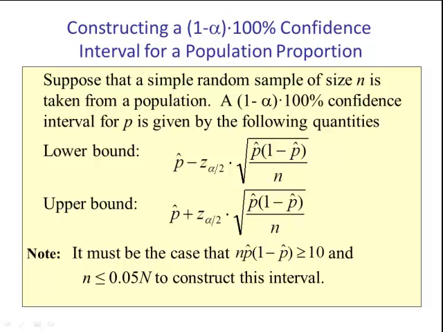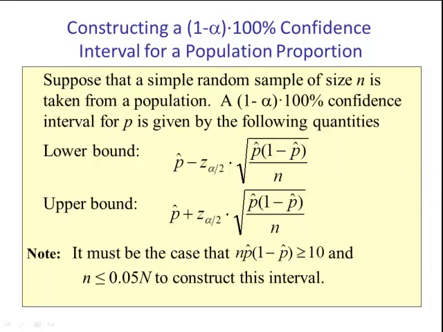If we look at our formula for the confidence interval for population proportion, p, our lower bound is our point estimate, p hat, minus z alpha over 2. This is the same as z alpha over 2 that we used in 9.1 times the standard deviation of the distribution of p hat. So it's the square root of p hat times 1 minus p hat divided by n. The upper bound is our point estimate plus our margin of error. And again, our margin of error is our critical value of z times the standard deviation of the sampling distribution.